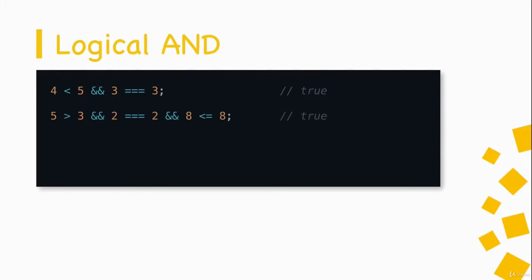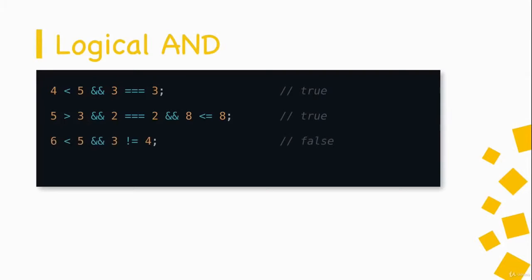And you can also chain as many conditions as you want. Here we have 3 conditions side by side. So 5 is greater than 3 and 2 is strictly equal to 2 and 8 is less than or equal to 8 returns true, because fortunately all these conditions return true. Even if one of them returned false, the whole condition would have been false.